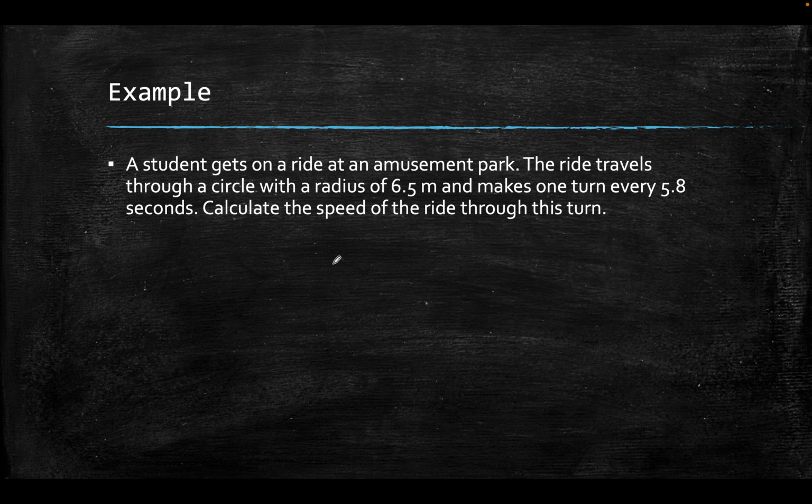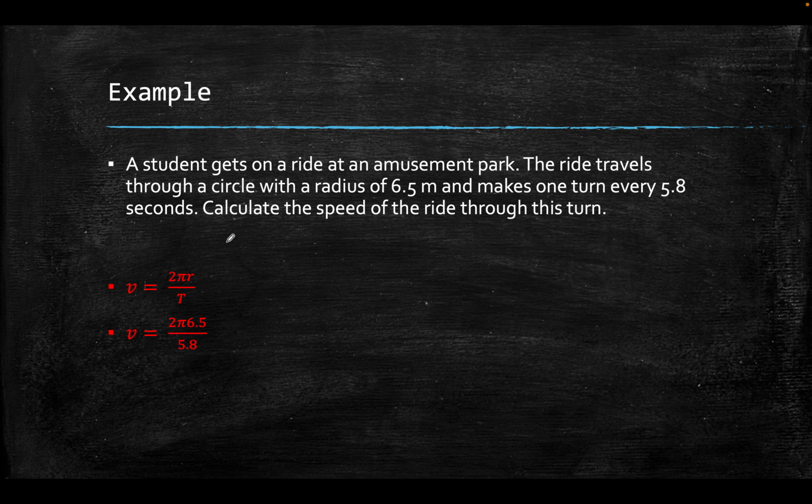A student gets on a ride at an amusement park, and the ride travels through a circle with a radius of this, and it makes one turn every this many seconds. Find the speed. So v is 2 pi r over t. I have the radius, I have my seconds. The time must be in seconds, by the way. If you said minutes, you have to get it into seconds, multiply by 60. If you see hours, you multiply by 60 twice. But in this case, 5.8.